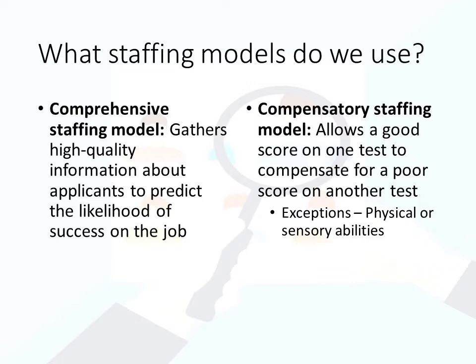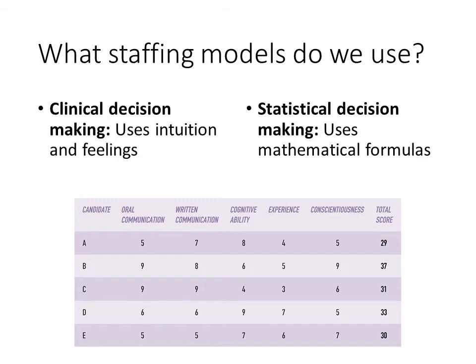We typically don't use the compensatory model when testing physical or sensory abilities, in part because it could be dangerous to put someone in a job where they don't have the basic physical and sensory abilities required for the job. When we rely on clinical decision-making, we rely on our subjective expertise to choose from the options. This includes things like feelings, thoughts, intuition.